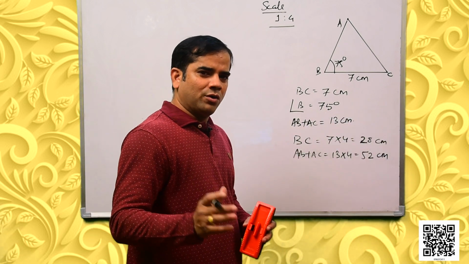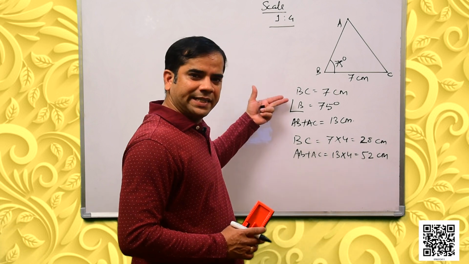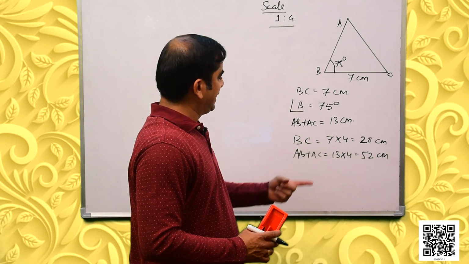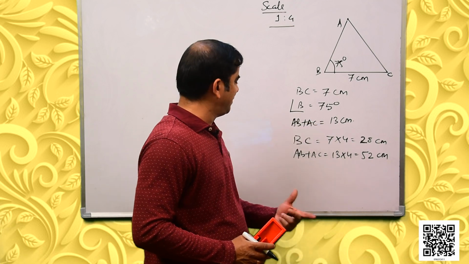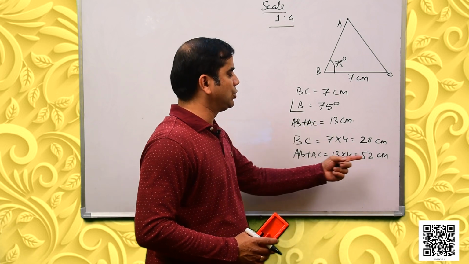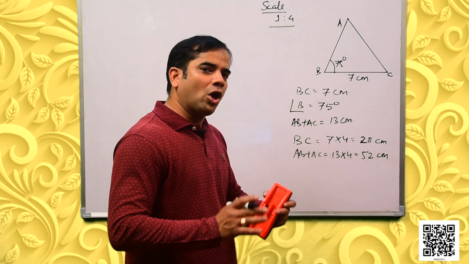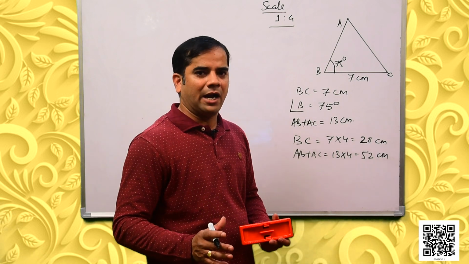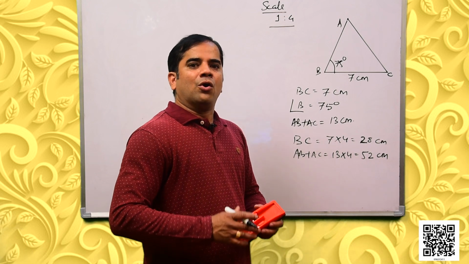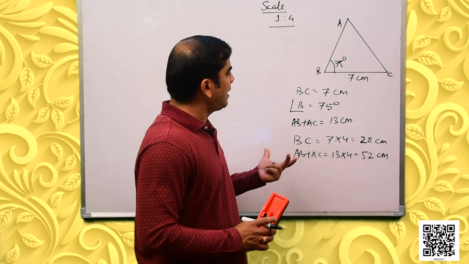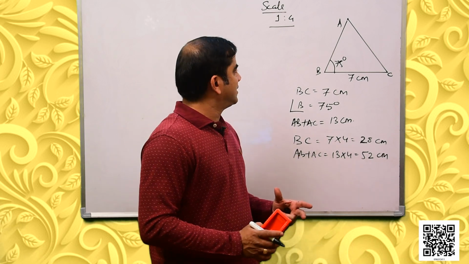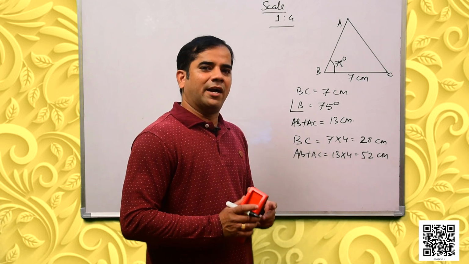For you BC is equal to 7 centimeters, but for me it is 28 centimeters. For you AB plus AC is equal to 13 centimeters, but for me it is 52 centimeters. Do not be confused. When you practice at home, you need to construct as per the given data in your book. Here I am just going to magnify the diagram for a better understanding.